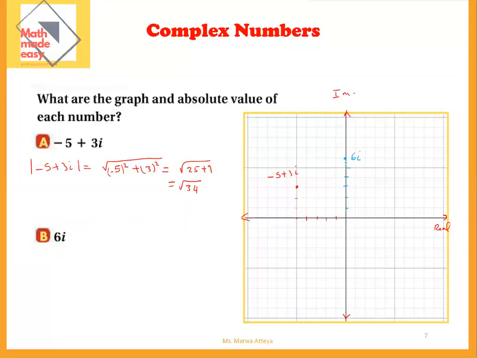And it's obvious that the distance between it and the origin is 6 units. But how do we write it? Again, the absolute value of 6i is going to be the square root of, there is no real part, so this is 0 squared, plus 6 squared, which is the square root of 36, which is 6. That's if you want to apply the rule.